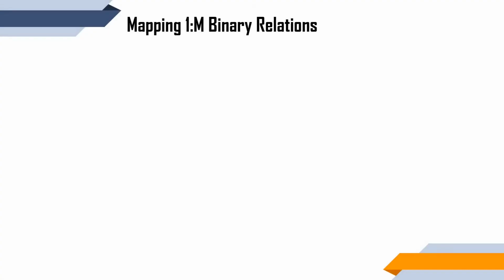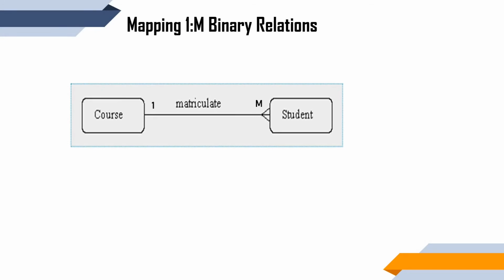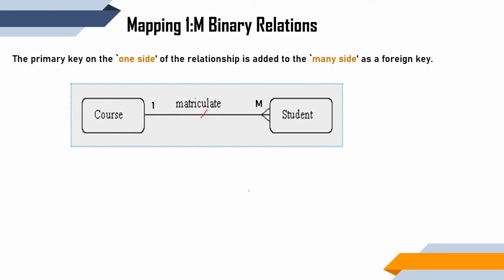Next, we will learn how we can map a binary 1:m relation into table structure. Again, I have taken a very simple example, course and student. This has a 1:m relationship. So how can I map? The rule is that the primary key on the one side of the relationship, the course side, is added to the many side as a foreign key. The many side over here is student.